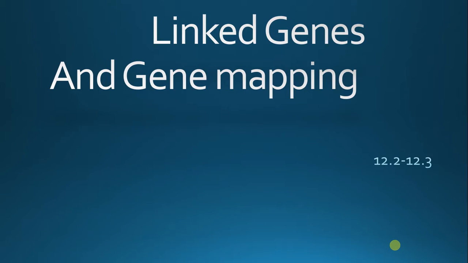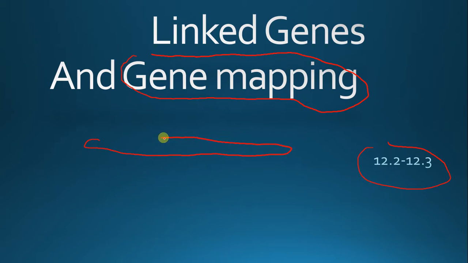Alright, here we go. We're looking at 12.2 and 12.3, talking about linked genes and gene mapping. So we're looking at making a map of the order of genes on a chromosome. So here's a chromosome. We have gene A here, gene B here, gene C here, without physically looking at the chromosome. This is pretty cool stuff.